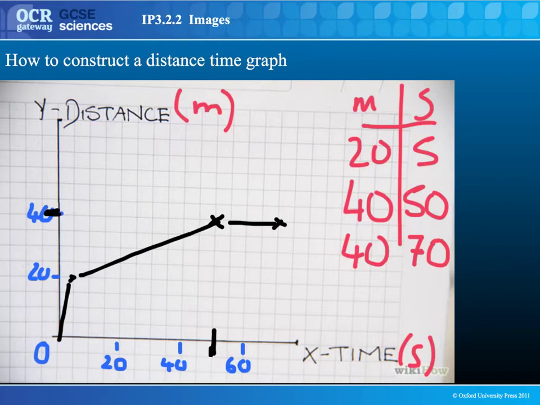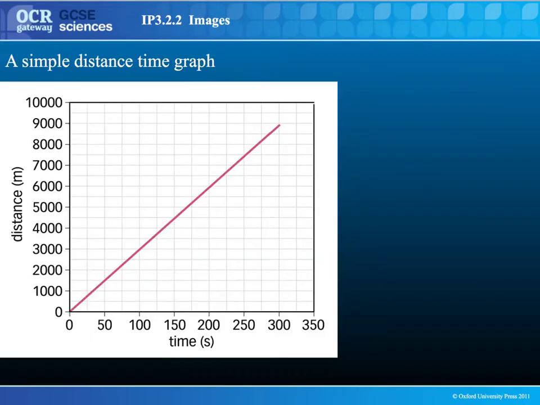You might already be starting to interpret what sections of this line might mean in terms of speed, in terms of horizontal lines and things like that. This is about as straightforward as a simple distance time graph gets: an object moving away from its starting point as time progresses. This is a straight line, which indicates that this object is travelling at the same speed all the way through its journey.